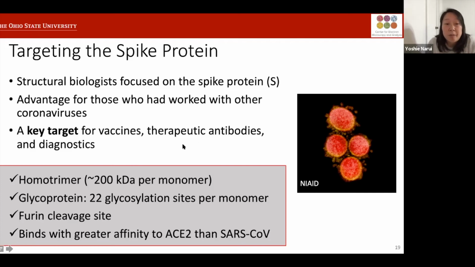A couple of key things I want to say about the structure. I know many of you are probably not structural biologists, but the spike protein itself is a homotrimer. Each monomer is about 200 kilodaltons. It's also a glycoprotein, which means it has sugars that decorate the protein. There are 22 sugars per monomer. That will become important, you'll see in the structures that I show you. It also has a furin cleavage site, which does not exist in the original SARS-CoV, so it may have a slightly different mechanism of activation. And it also binds with greater affinity to the receptor, so that could be why it may be more infectious than SARS-CoV.